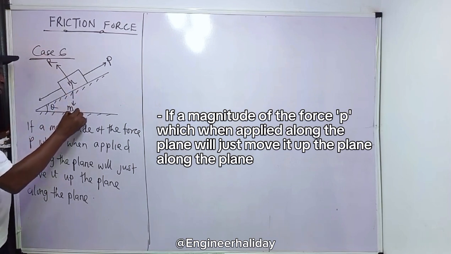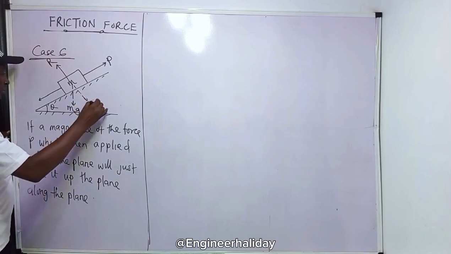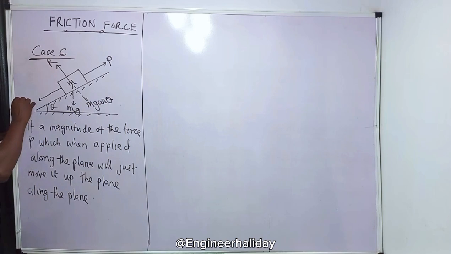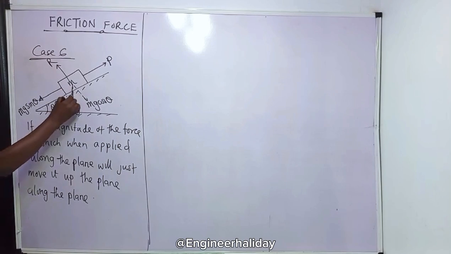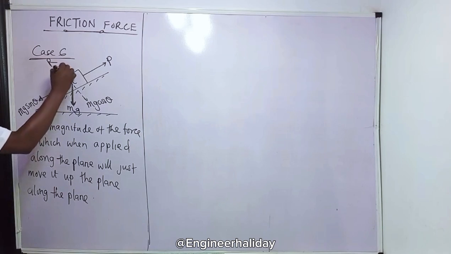This is mg, the weight. Resolving the weight along the plane, the component perpendicular to the plane is mg cos theta, while the one along the plane is mg sin theta. Now, if you resolve the weight along two orthogonal directions, that's what I want to have. Now, look at the board. There's something I want to show you here.